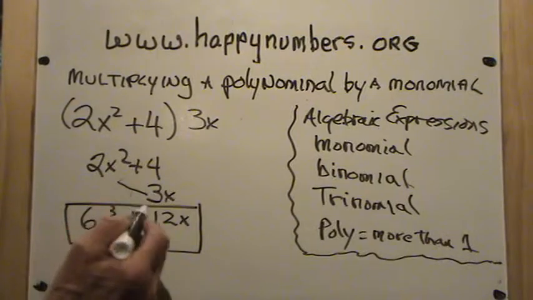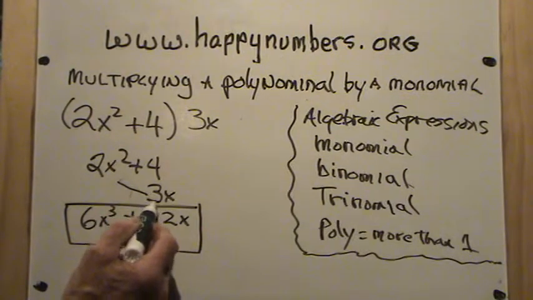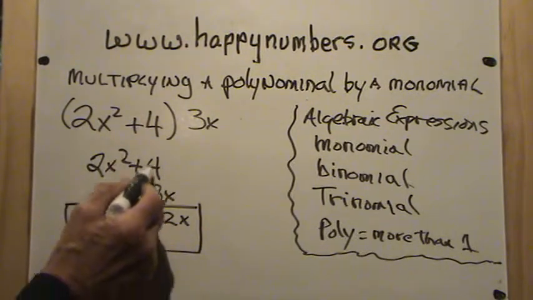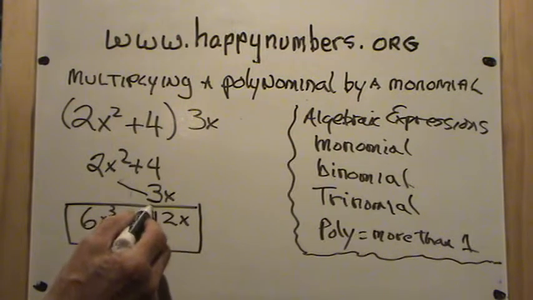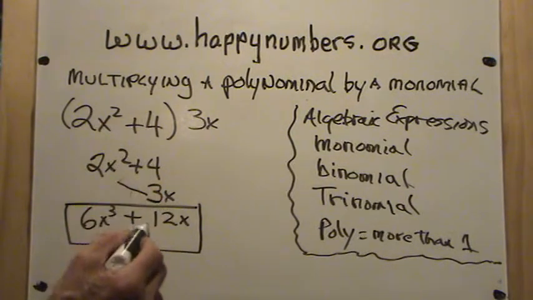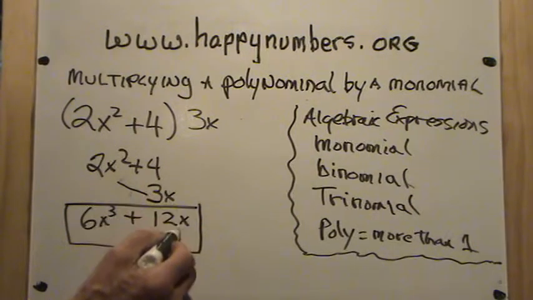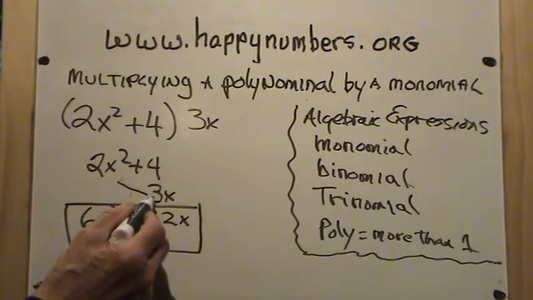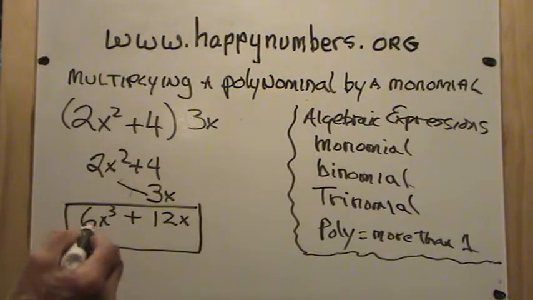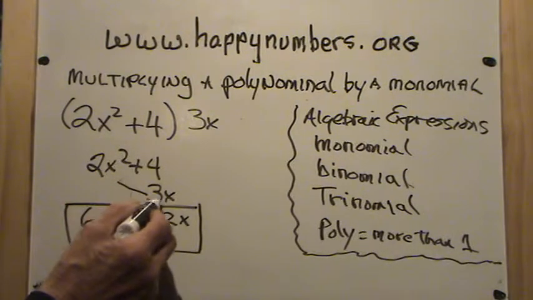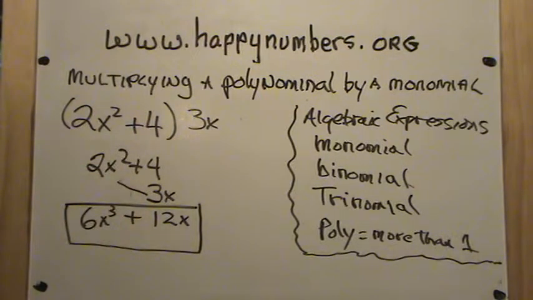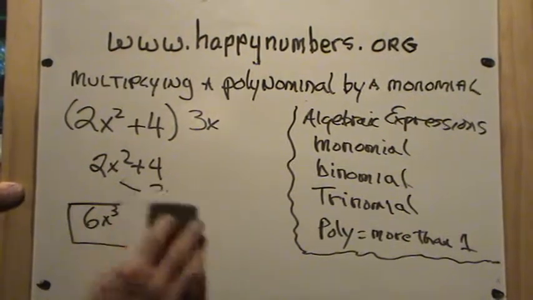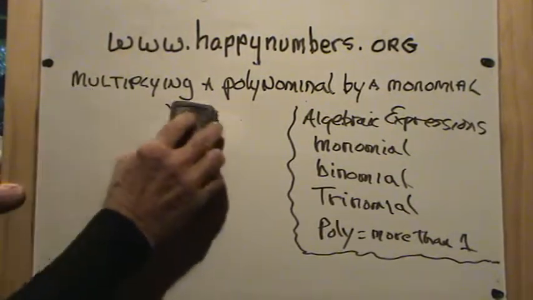Again, we multiply the coefficients and use the variable. Positive 3 times 4 is positive 12x. And then we multiply 3x times 2x. 3 times 2 is 6, and then x to the first and x to the second gives me x to the third. So let's take a look at another one here.